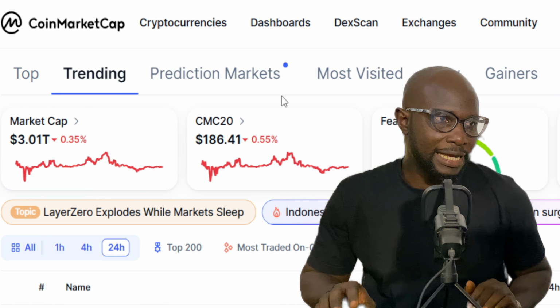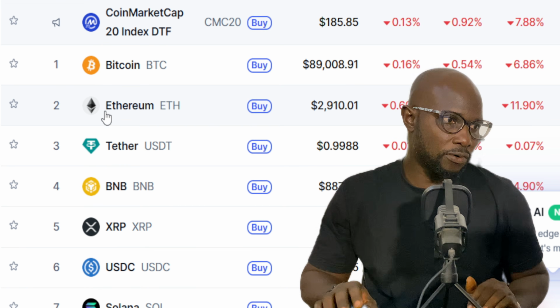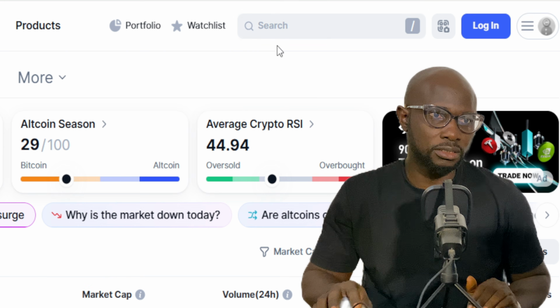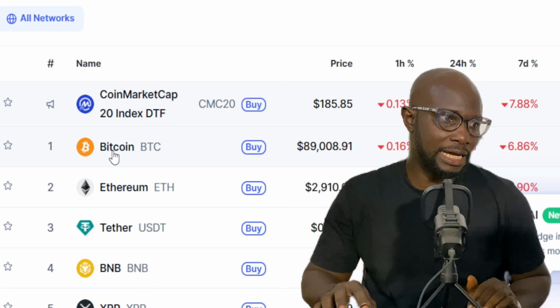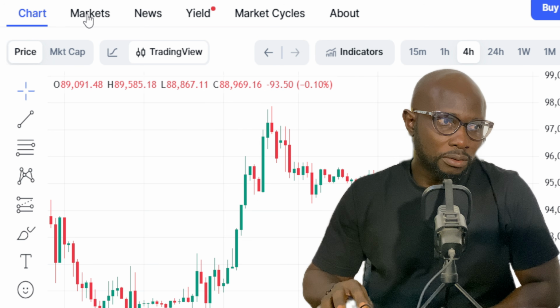So go to coinmarketcap.com. Then from there, just click on this top. Then look for the coin here, like this is Bitcoin. Or if you cannot see the coin here, just come to this search bar, then search for the coin. So as for me, I will click on BTC here. Then from here now, I'm going to click on markets.